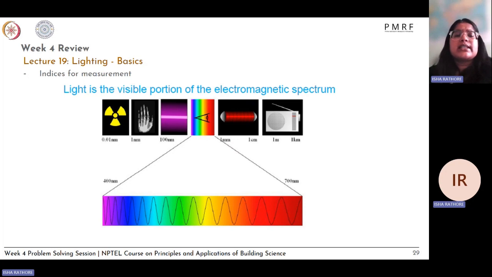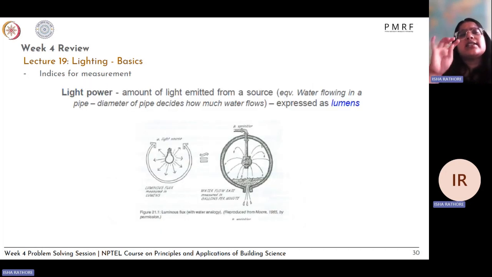So light is within this visible band of wavelengths, 400 nanometers to 700 nanometers, and light is basically the visible portion of the electromagnetic spectrum which we can see. Then you have the ultraviolet and the infrared radiations on the other side as well, and then the other radiations as well. But light is what we consider in building science studies.